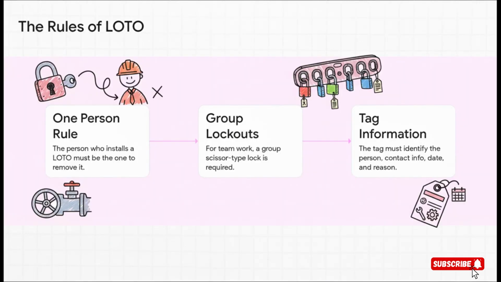First, the person who puts the lock and tag on is the only person who can take it off. No exceptions. Second, if you have a whole team working on the same piece of equipment, a group lockout device is mandatory. And third, your tag has to clearly state who you are, how to get a hold of you, and why that equipment is locked out.